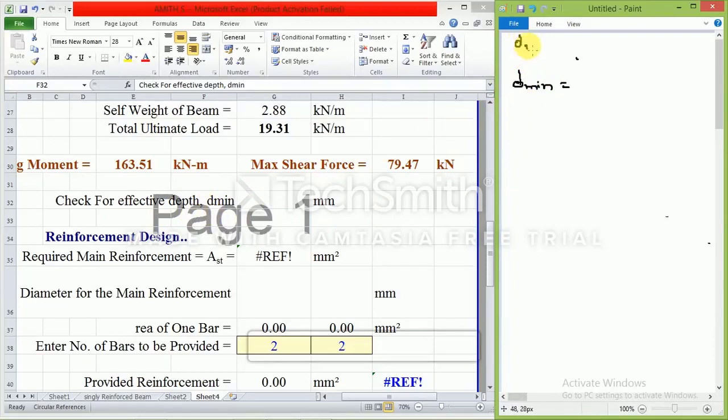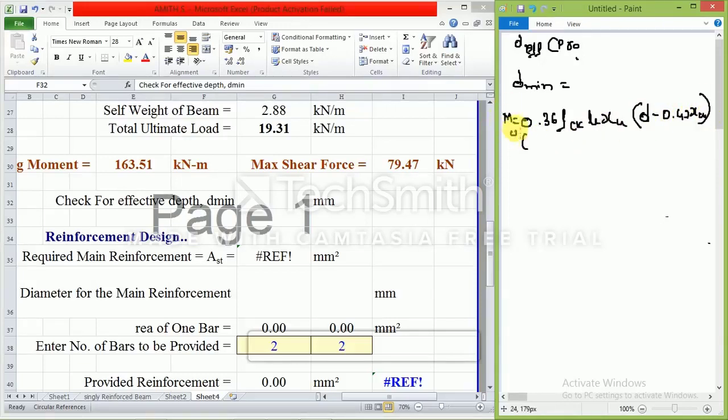Before, we had calculated D effective, the effective depth which is provided. Now, D minimum: what is the formula? I mean the MU limit moment. The moment is equal to 0.36 FCK B into XU into (D minus 0.42 XU).